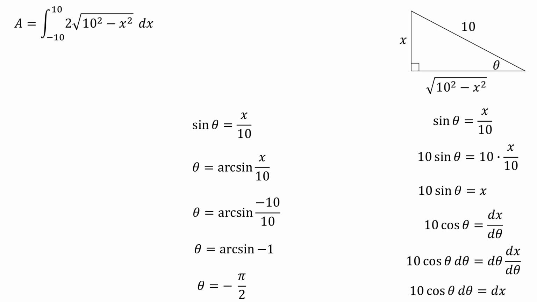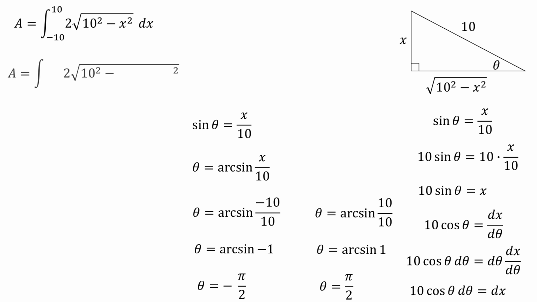Now, of course, x also could have been positive 10. So instead of just doing negative 10 over 10, I have to do positive 10 over 10, which reduces to 1. And then, of course, arcsine of 1 is pi over 2.